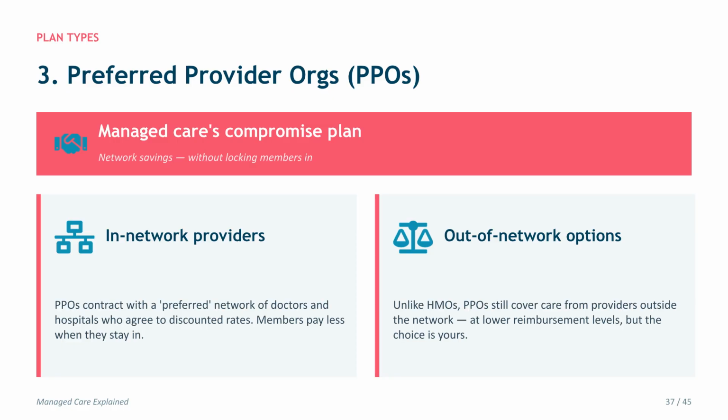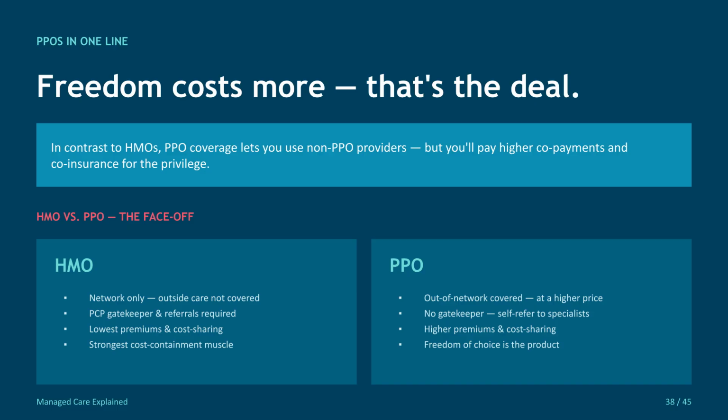Preferred provider organizations, or PPOs, act as managed care's compromise. They offer a network of providers with discounted rates, but unlike HMOs, they still provide coverage for out-of-network care, giving members more choice. The trade-off for the PPO's freedom is cost. While HMOs use gatekeepers and networks to keep premiums and cost-sharing low, PPOs allow members to pay more in premiums and coinsurance for the flexibility to go outside the network.